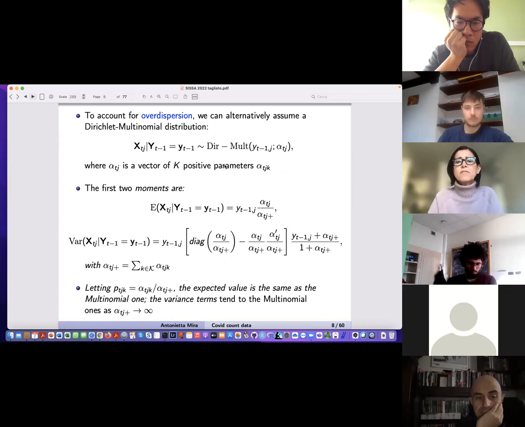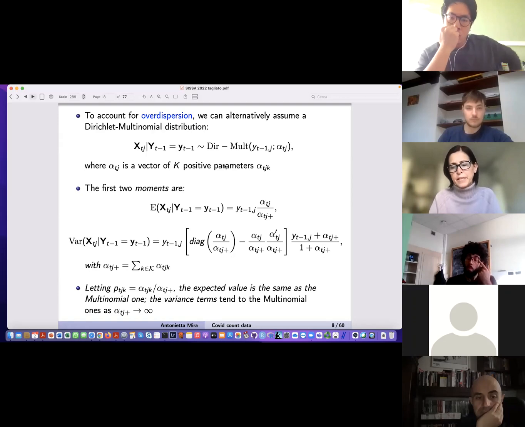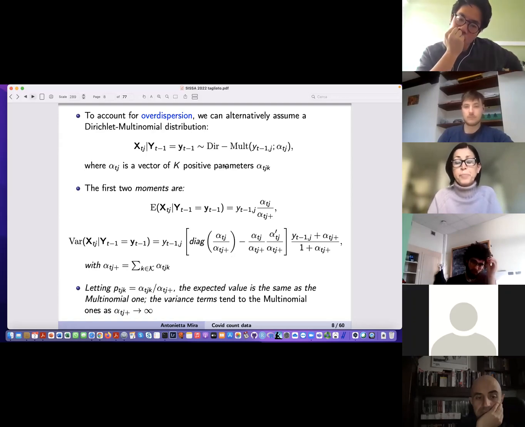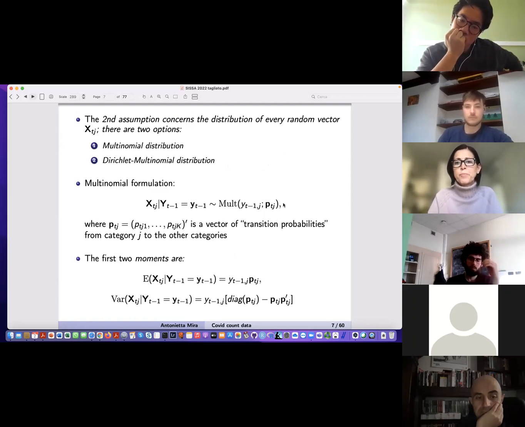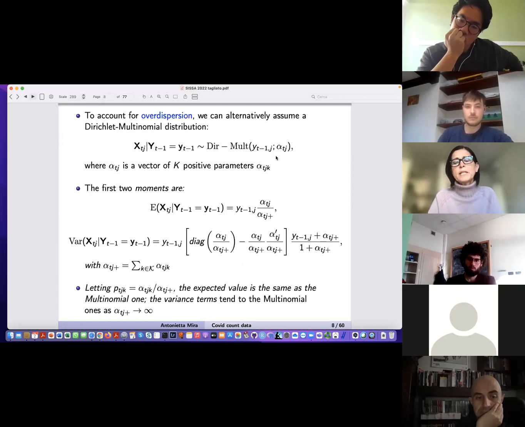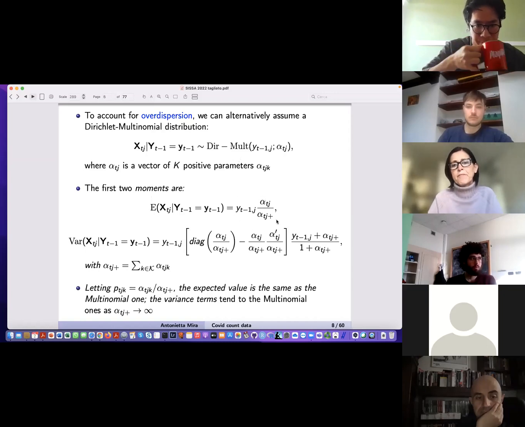In essence, instead of assuming the transition probabilities from categories to be a known fixed vector P, as in the modeling framework before, we assume that those probabilities are drawn from a Dirichlet distribution that is indexed by parameters alphas that do not need to be normalized. Those are not probabilities. So the mean and the variance of the Dirichlet multinomial distribution have this form.